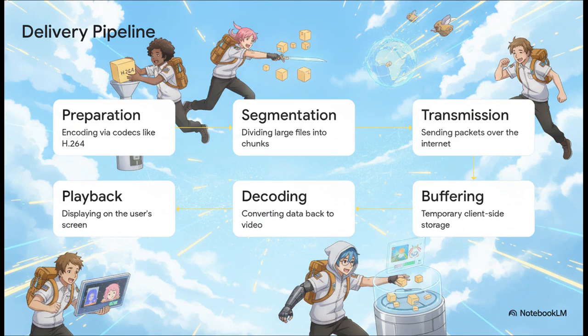But to make that instant gratification a reality, we rely on a crazy complex, lightning-fast architecture. Think of this 6-step delivery pipeline like a massive global network of hyper-efficient postal workers. First, codecs like H.264 compress the raw video. Then they chop it up into tiny chunks, transmit those packets over the internet, buffer them on your phone or TV to smooth out any connection hiccups, decode the data, and finally play it back. And the wildest part? All of this happens in literal milliseconds.